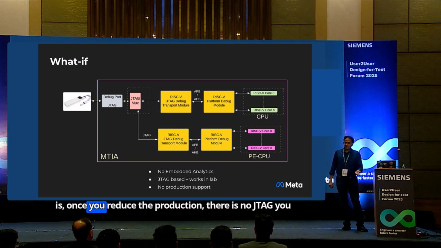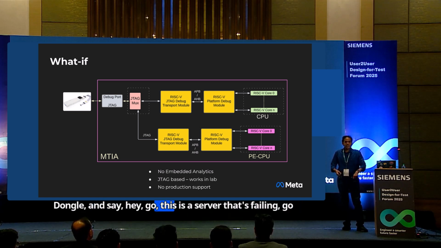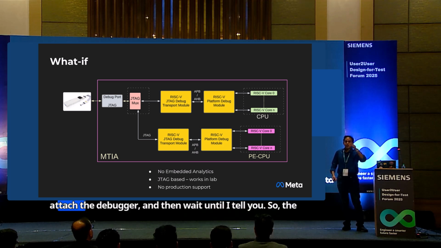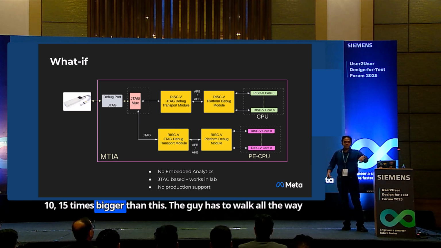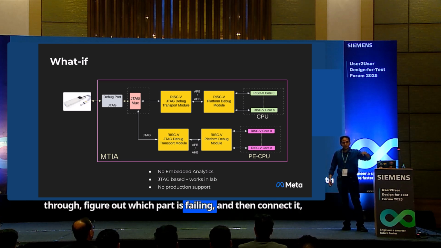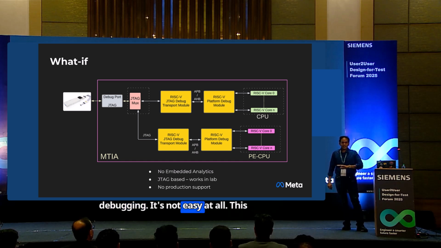Now, the problem with JTAG is once you release to production, there is no JTAG. You literally have to send someone, give them a JTAG dongle, and say, hey, go, this is a server that's failing, go attach the debugger, and then wait until I tell you. So the servers are not simple. It's not like this room. Probably 10, 15 times bigger than this. The guy has to walk all the way through, figure out which part is failing, and then connect it, and then you can do the JTAG-based debugging. It's not easy at all.